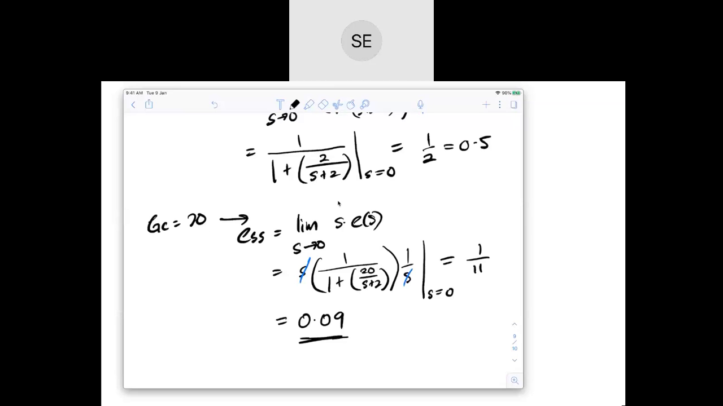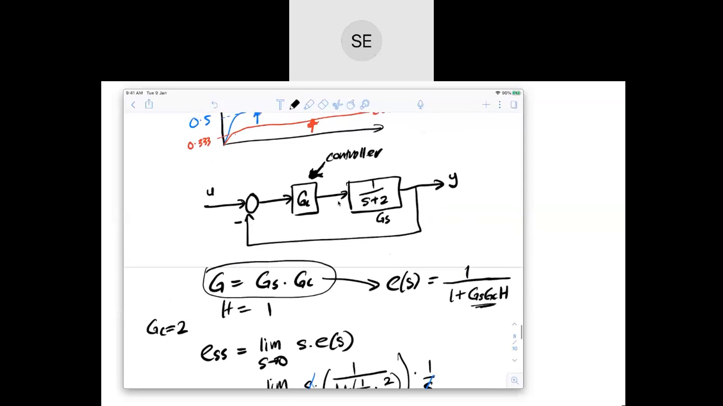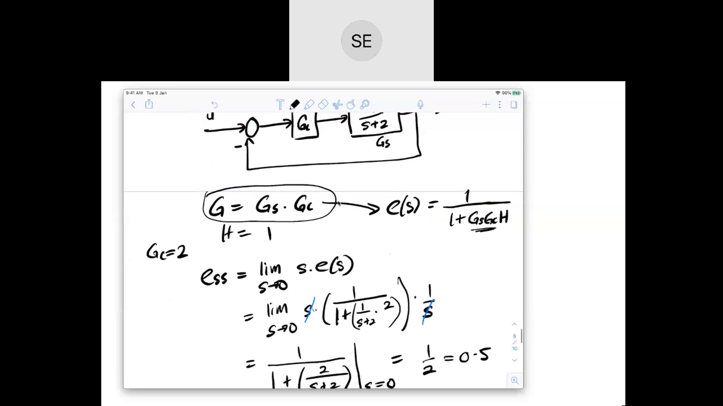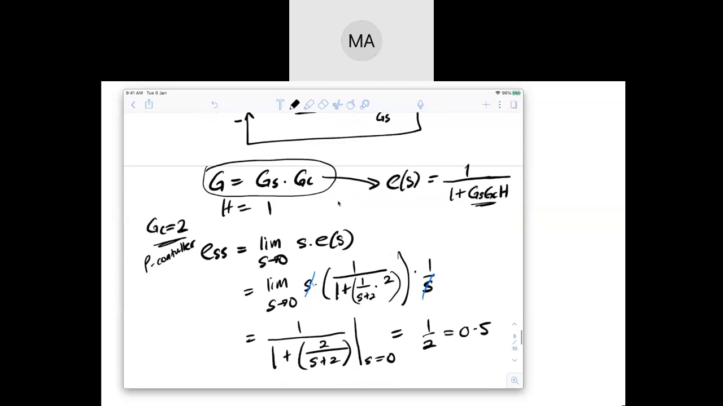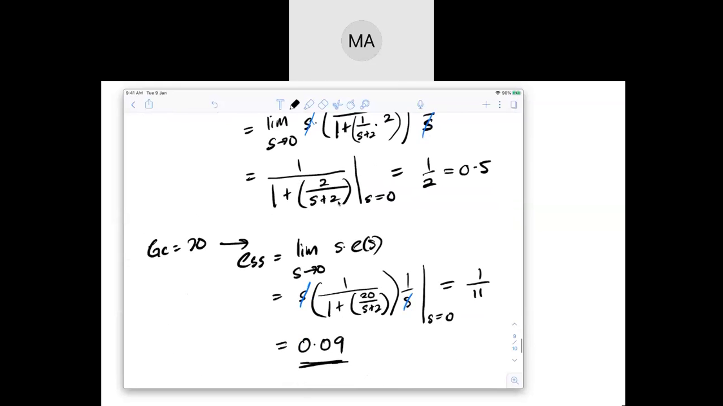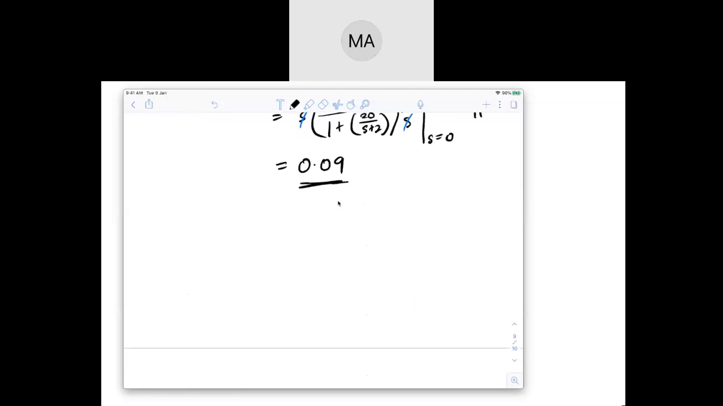Okay, so guys, let's have a look at this controller. When I put GC equals 2, this is a P controller, a PID controller with KP equals 2. I will talk about PID later in our class. When I have GC equals 20, this is also a P controller. What if instead of GC equals 2, I put GC equals 1 over S? This is the I controller from PID.